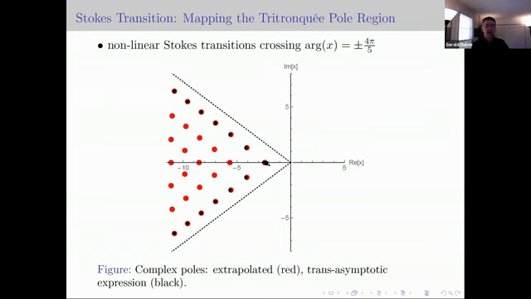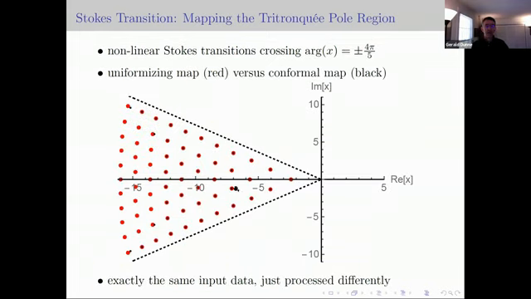Incidentally, if you use that uniformizing map instead of the conformal map, you get much more information and much more accurate information about this pole region. And I stress again, it's exactly the same input information, just a bunch of coefficients. And it's just a question of how you choose to process those coefficients in your resummation. And none of the steps is difficult.